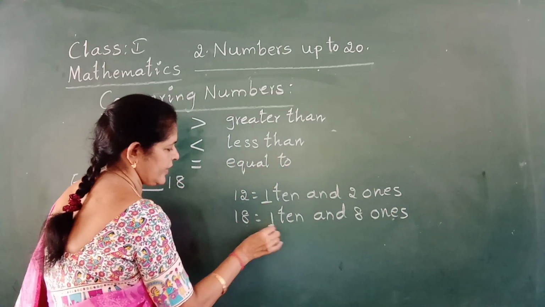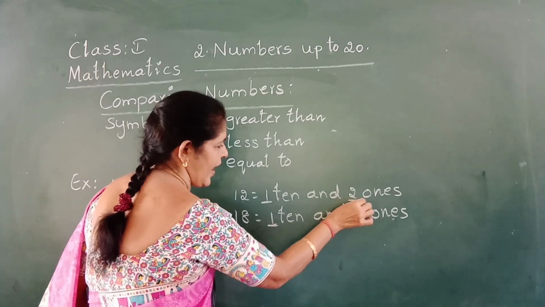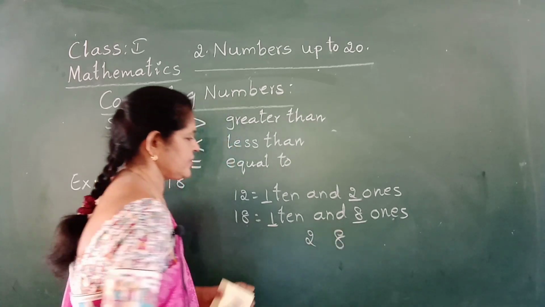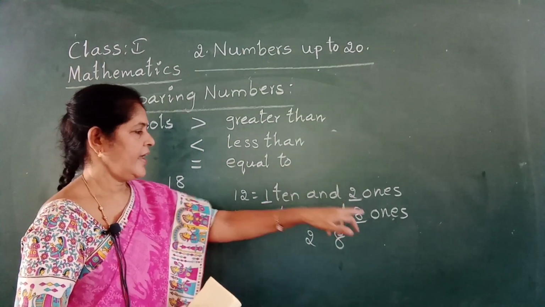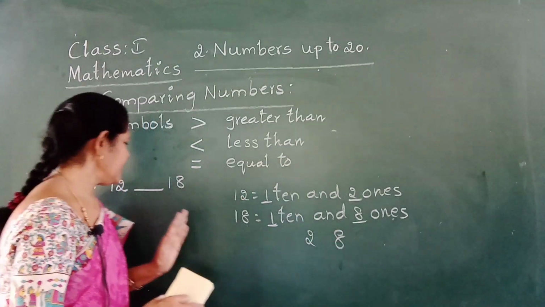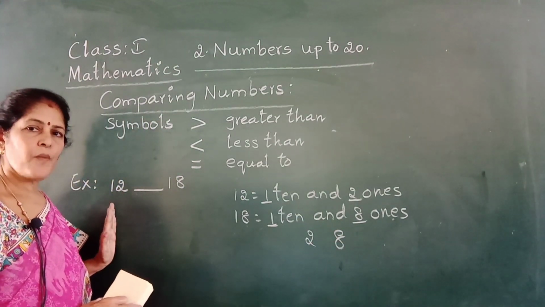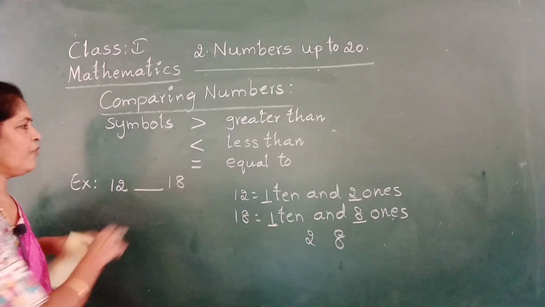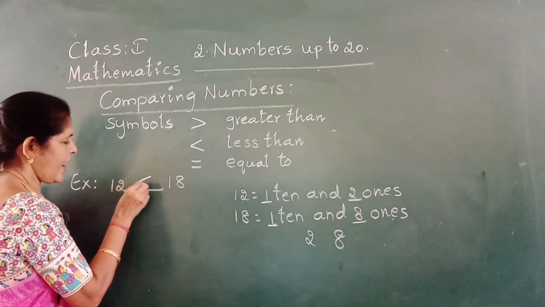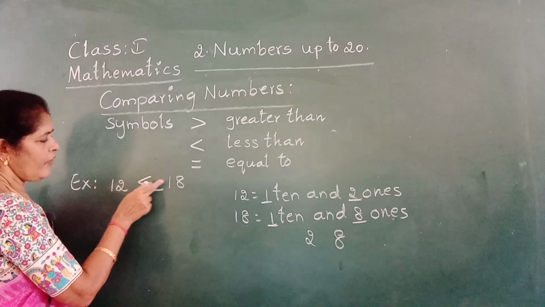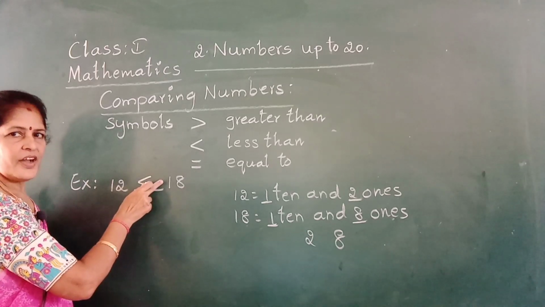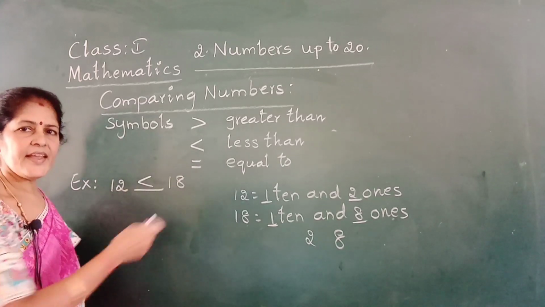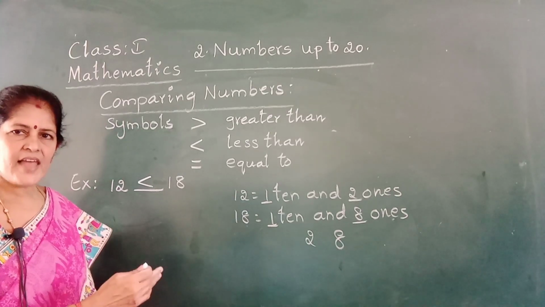Tens are the same, 1 ten and 1 ten. Ones: 12 has 2 ones, 18 has 8 ones. Which number has more ones? 18 has more ones. That means 18 is big, 12 is small. 12 is small, then we are going to keep less than. Open side always looks at the big number. Okay, see how to read this. 12 is less than 18.